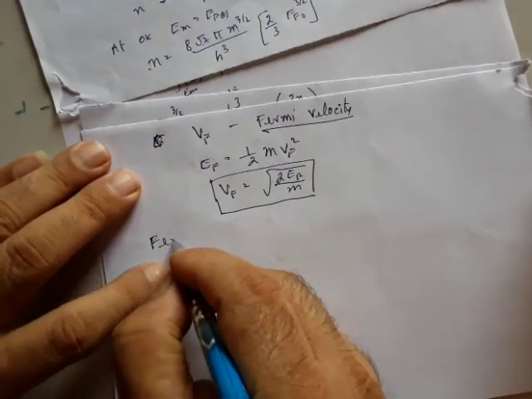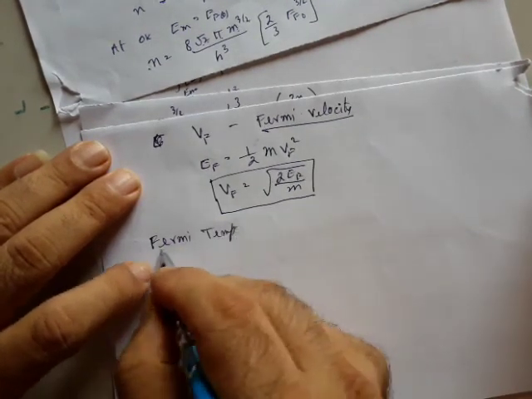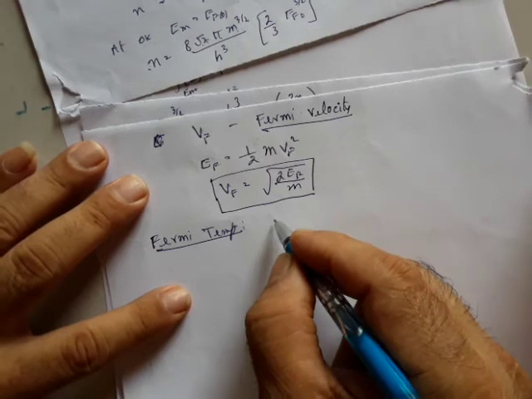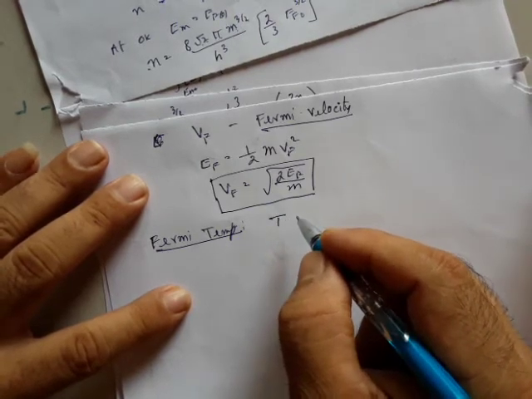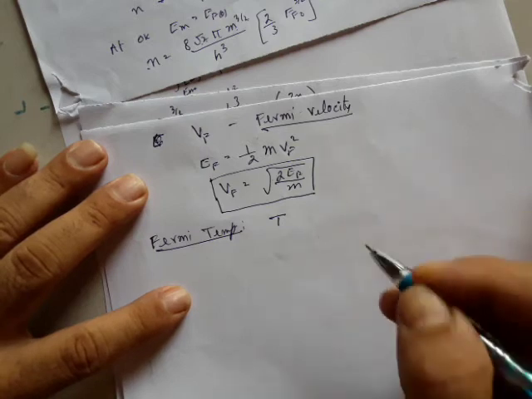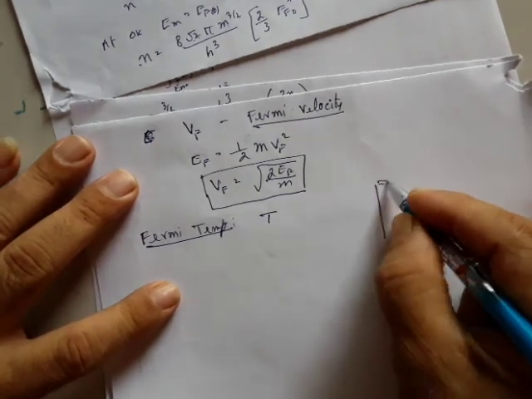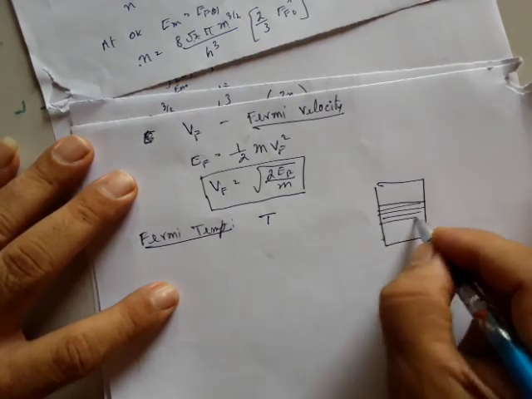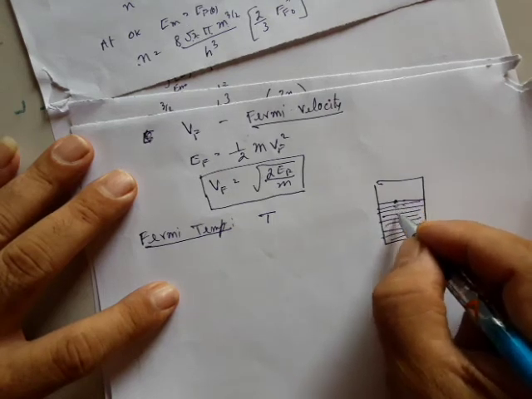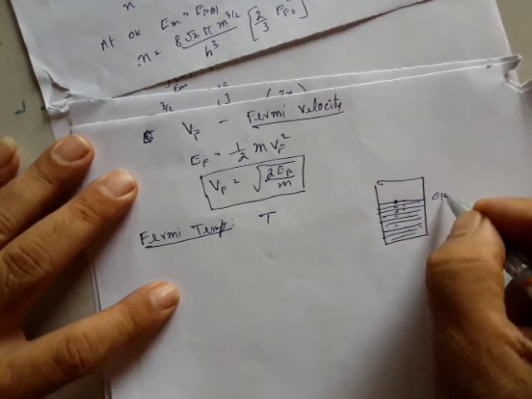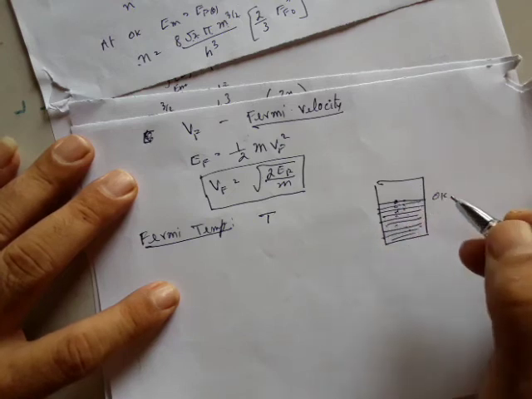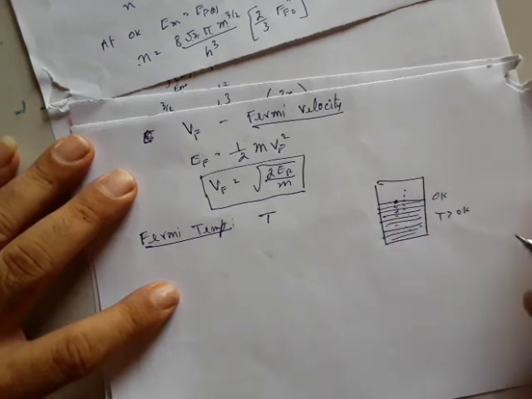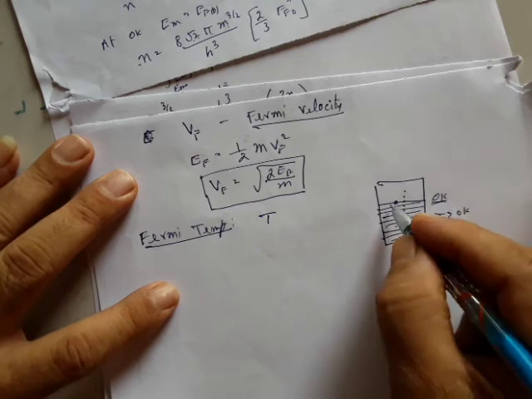The next is what is called the Fermi temperature. Now, the definition of the Fermi temperature says that it is the temperature at which the average thermal energy of the free electron is equal to the Fermi energy. Here you can see the band where this is the Fermi level. All these energy levels are occupied at absolute 0 Kelvin. At absolute 0 Kelvin, no electrons are going to be present above. But when I increase the temperature, some of the electrons are here. Now, look at 0 Kelvin. What is the average energy?